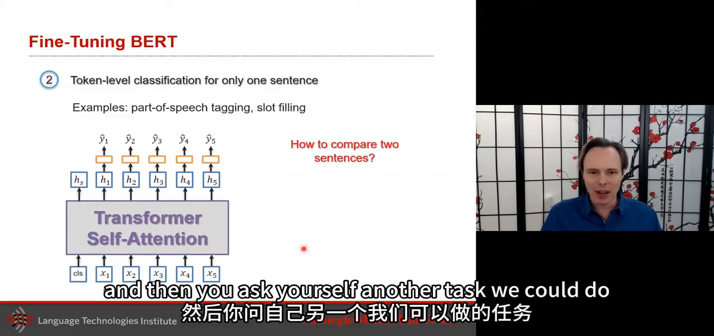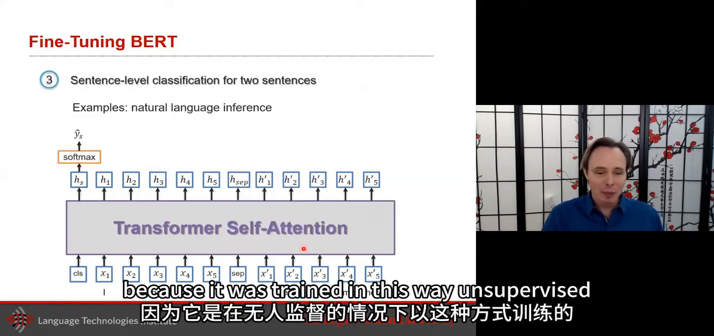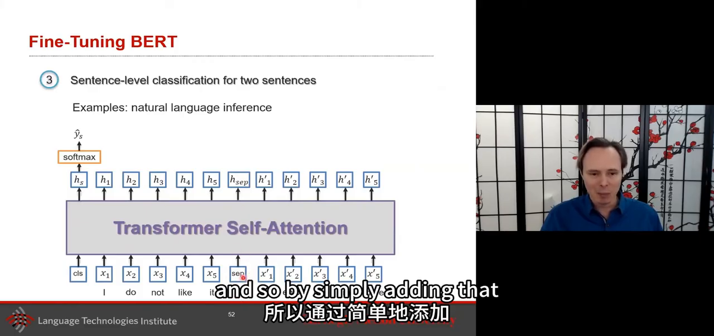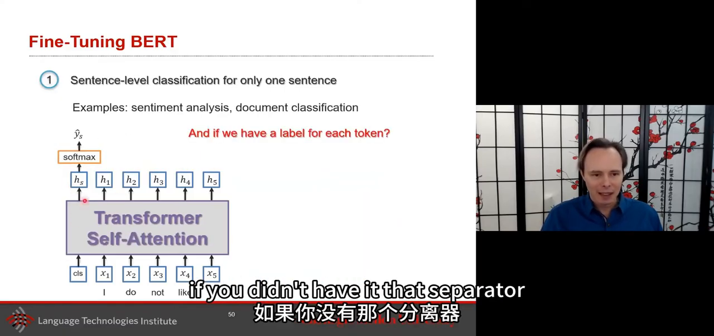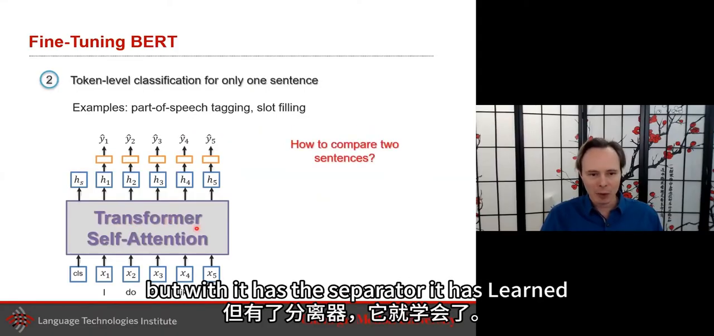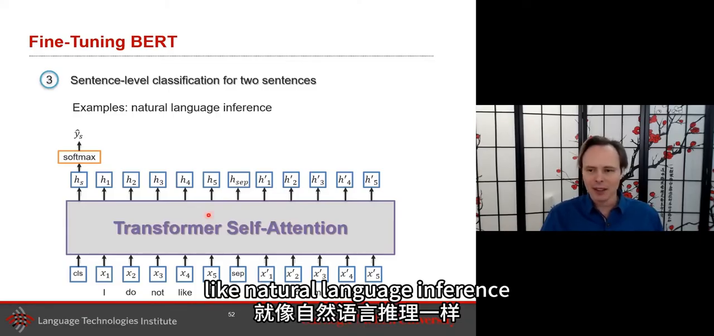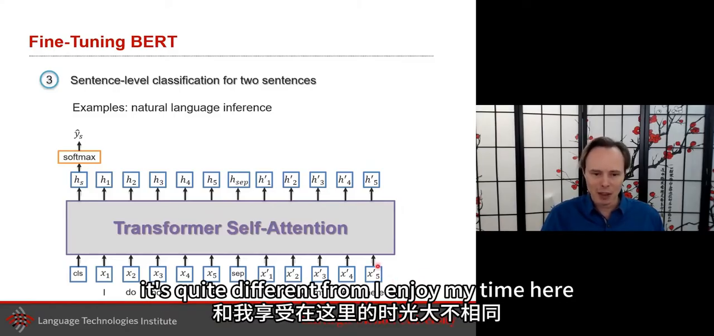And then another task we could do is how to compare two sentences. Because it was trained in this way, unsupervised, it knows what a separator is and how it can be used. And so by simply adding that, it should give you an embedding. If you didn't have the separator, that embedding would be just for a sentence. But with the separator, it has learned. So if you wanted to compare two sentences, natural language inference would be an example of that. So, I do not like it. It's quite different from, I enjoy my time here.